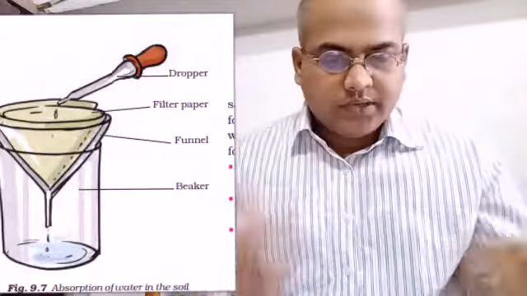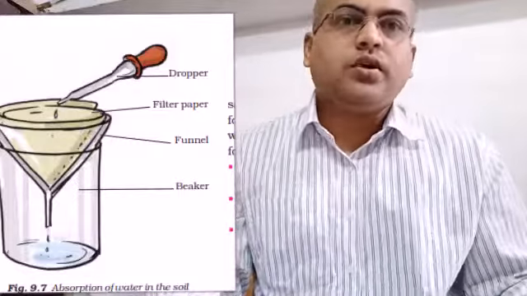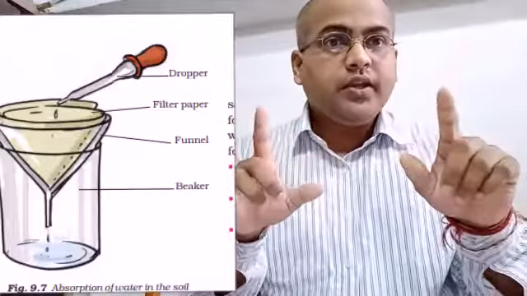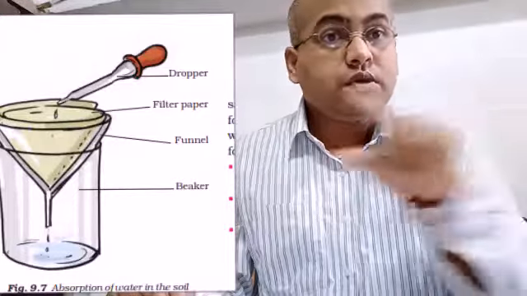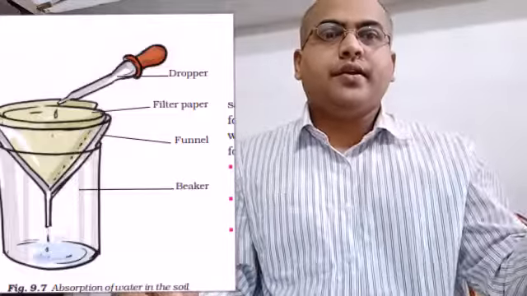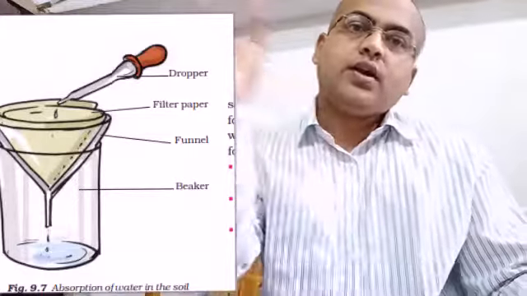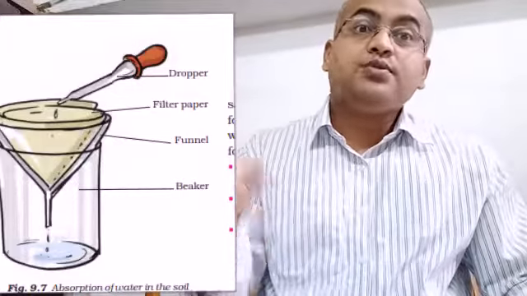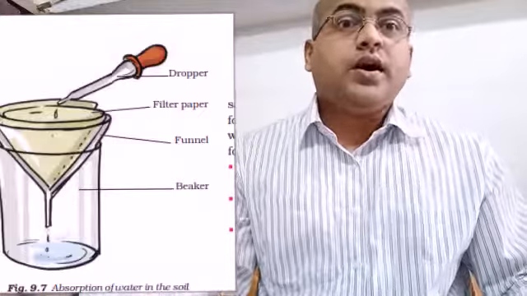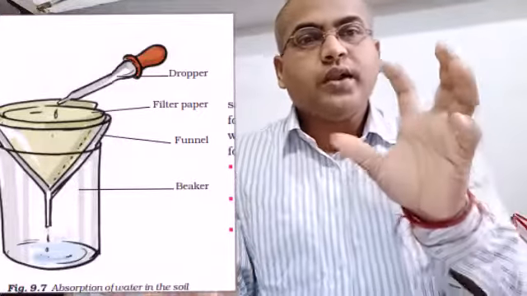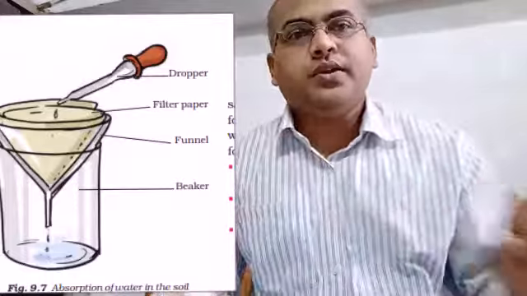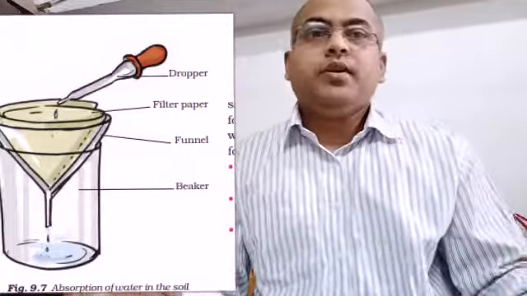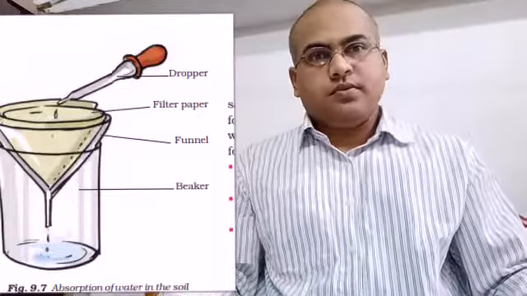Now if we try to find the percentage of water absorbed, it is (V minus U) by 50 into 100. So this is the percentage of water absorbed by the soil. Okay class, so this is how we are able to find the amount of water absorbed by the soil. Now here we are able to understand the absorption property of water.